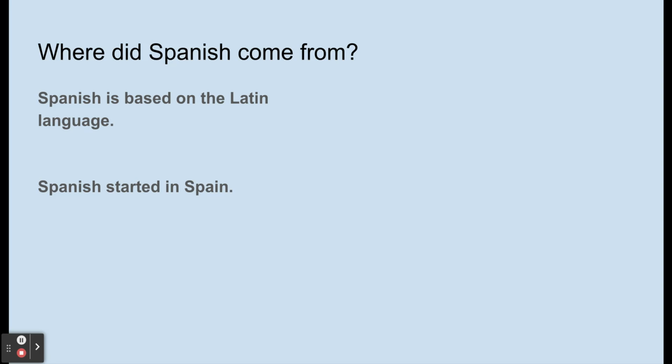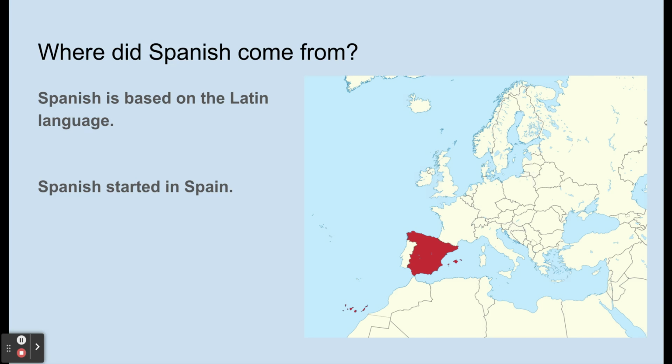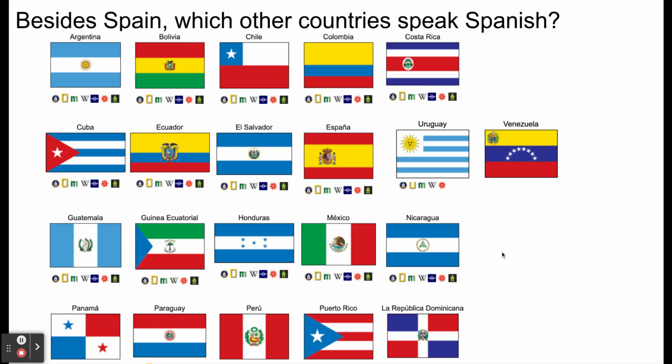So Latin came first, and then as different countries evolved, they changed their Latin up a little bit and made their own language. So Spanish is based in Latin, and it started in Spain. Spain is the area in red. I don't know if you can see my cursor. Yep, here it is. Here is Italy. So this is where Rome was. And then they went through France and into Spain. And so Spain started its own sound of language because it's so far from Rome.